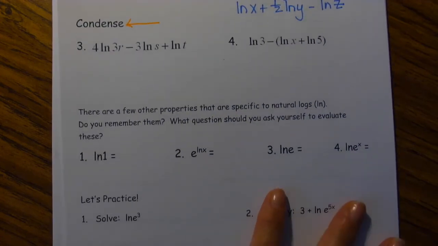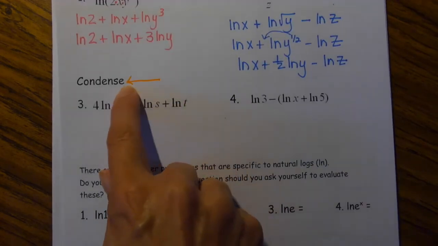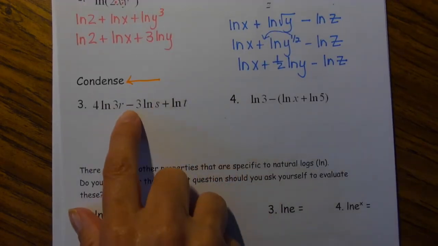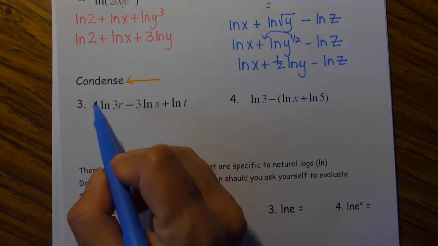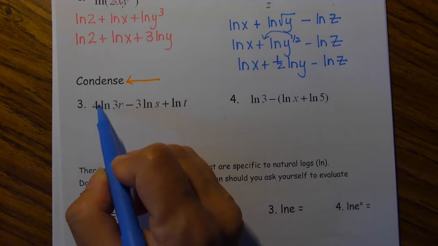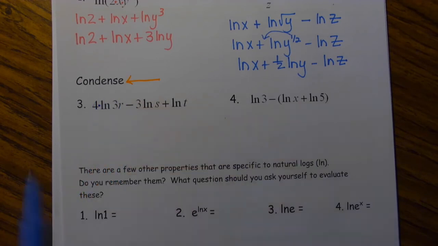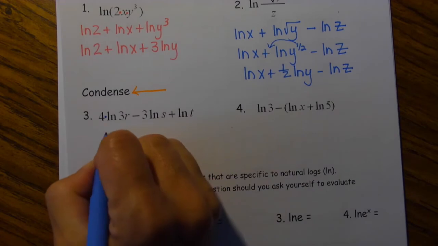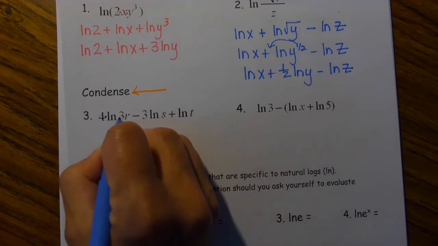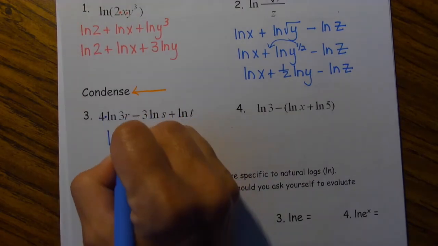Okay, now we're going to go backwards. So we're going to read our arrows to the left. So what does subtraction become? Division. And what does this become? Multiplication way out front becomes a power. So let's write this down. ln. So I'm going to have 3r to the 4th, right?